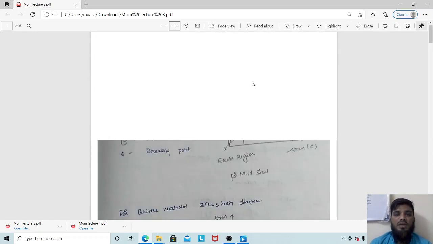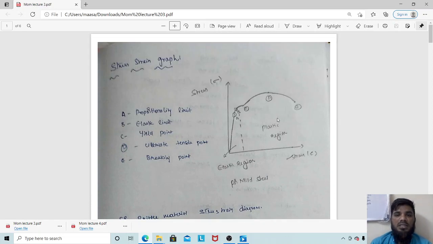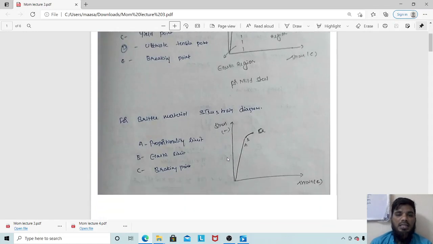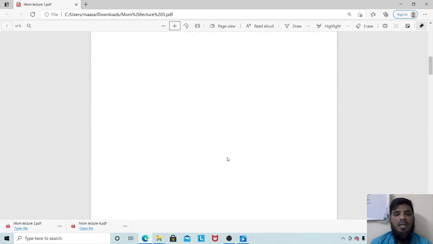If you observe in the previous diagram, this region is nothing but the plastic region. In this region, if you try to remove the stress, the strain will not follow the same path, whereas in the elastic region it will follow the same path. And this area which you are observing is called strain energy, which we will see in further classes.